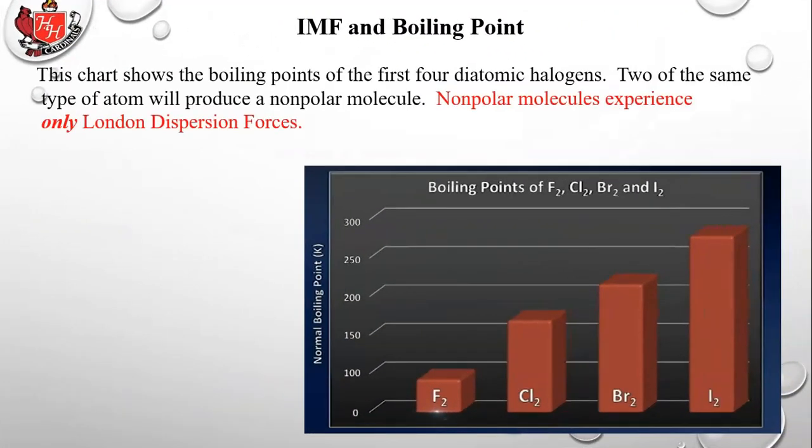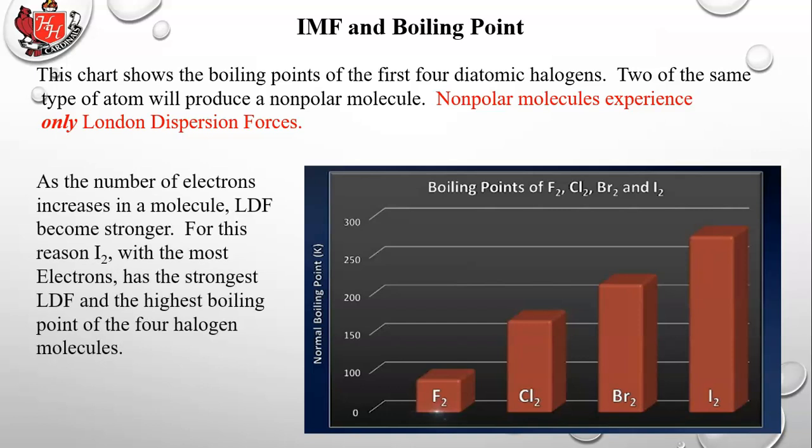This chart shows the boiling points of the first 4 diatomic halogens. 2 of the same type of atom will produce a nonpolar molecule, what we just said. Nonpolar molecules experience only London dispersion forces. As the number of electrons increases in the molecule, London dispersion forces become stronger. For this reason, I2 with the most electrons has the strongest London dispersion forces and the highest boiling point of the 4 halogen molecules. Okay, so that one's pretty straightforward.